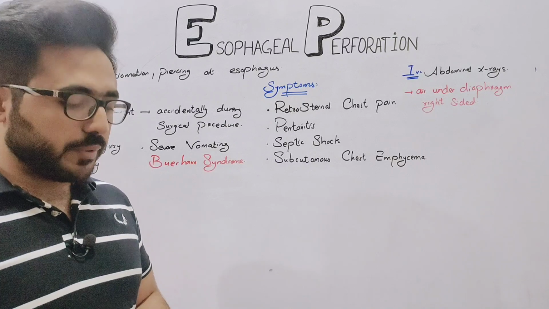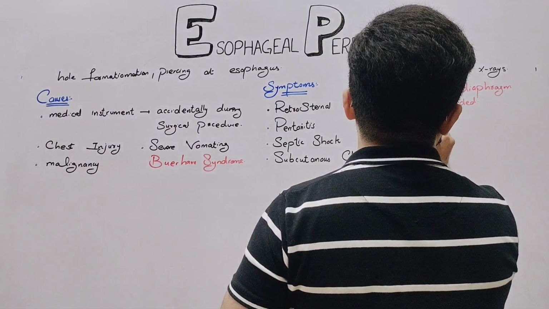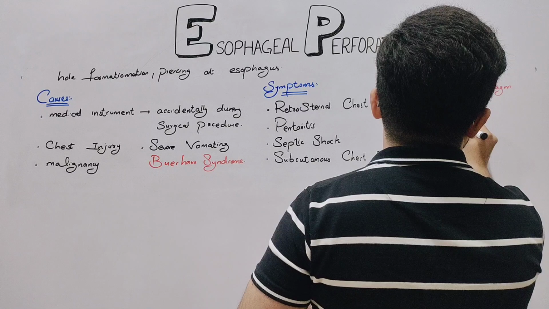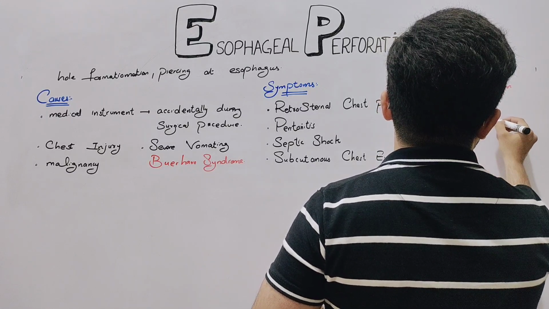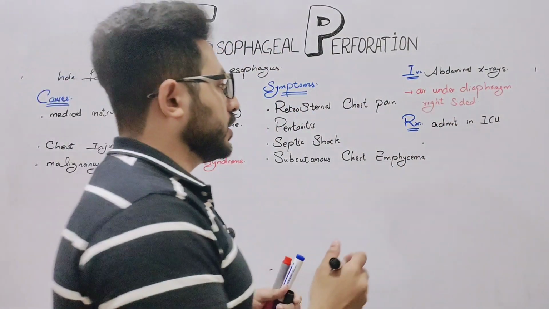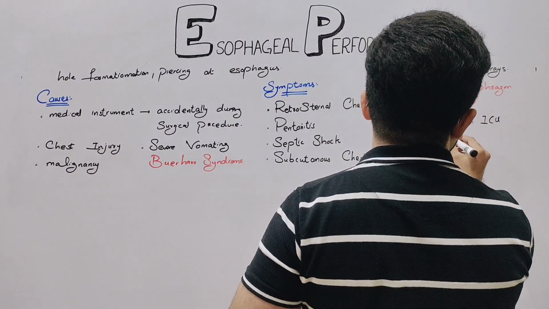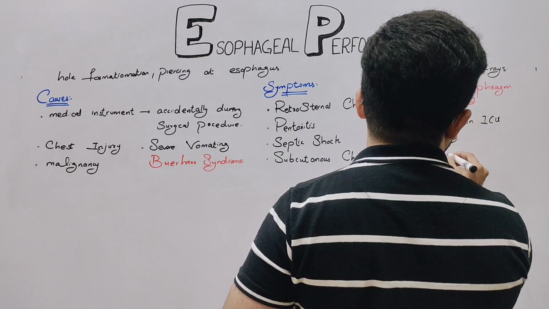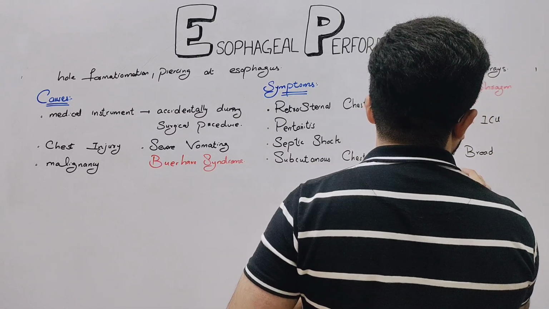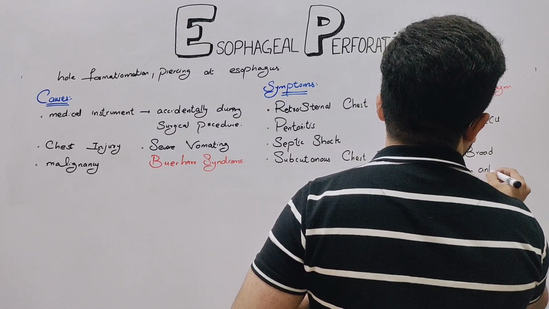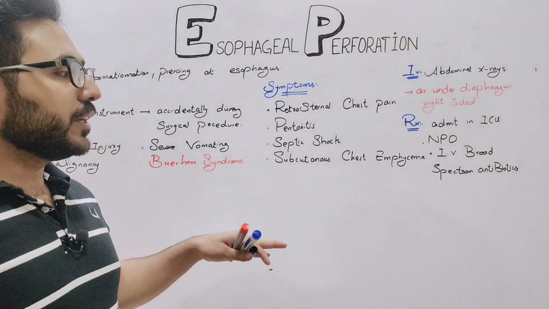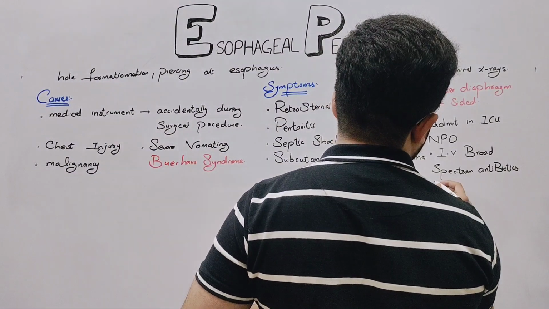Now we will discuss the treatment. Treatment is very easy. First of all, you will admit the patient in the ICU, intensive care unit. Then the first thing you will do is NPO, nil per oral. Then you will give IV broad spectrum antibiotics, because perforation will cause infection. Antibiotics and fluids to stabilize the patient.